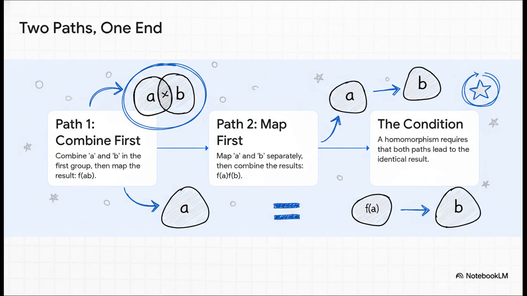Let's really break down what this is saying. On the left side of the equation, you take your two elements, A and B, and you combine them first in their home group. Then, you use your map F to send that result over to the new group, okay? Now, on the right side, you do it in the opposite order. You take A and B and you map them over separately first, and then you combine them using the rules of the new group. A homomorphism is a map where it doesn't matter which path you take. You always land in the exact same spot.